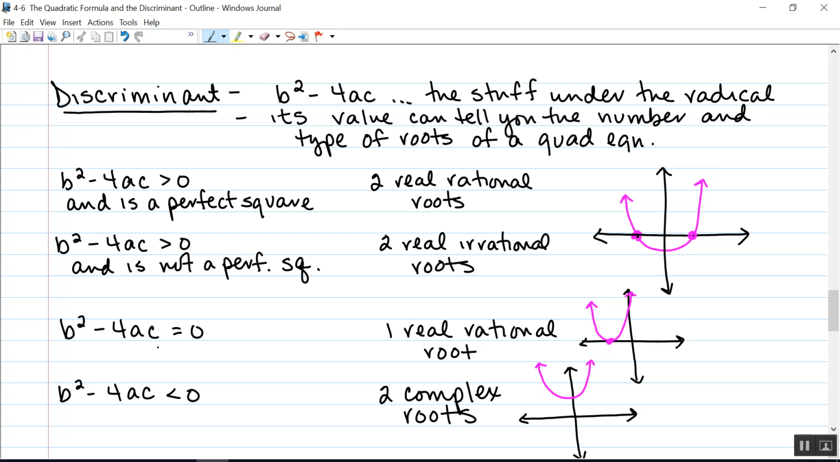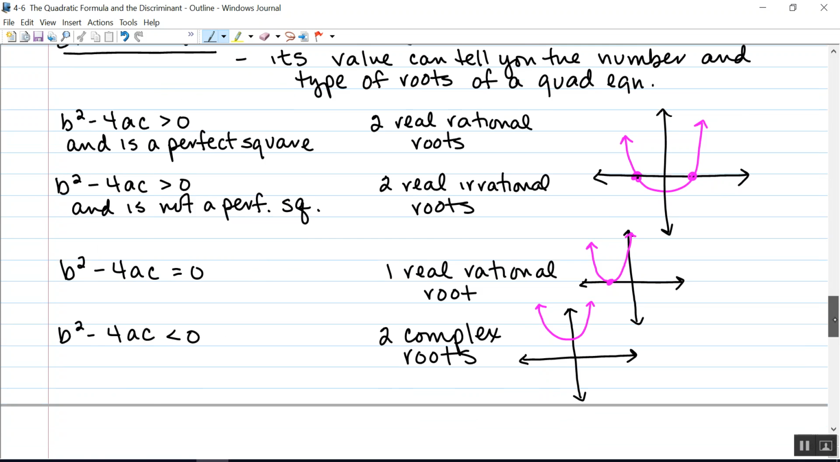If the discriminant is equal to 0, then you're going to have 1 real rational root. And that was like our second example where x equaled negative 17. That means that the graph of the quadratic function is going to hit the x-axis in just 1 point. And if b squared minus 4ac, the stuff underneath the square root sign, is negative, you're going to have 2 complex roots. Like we saw in our last example, there'll be an i in your final answer.